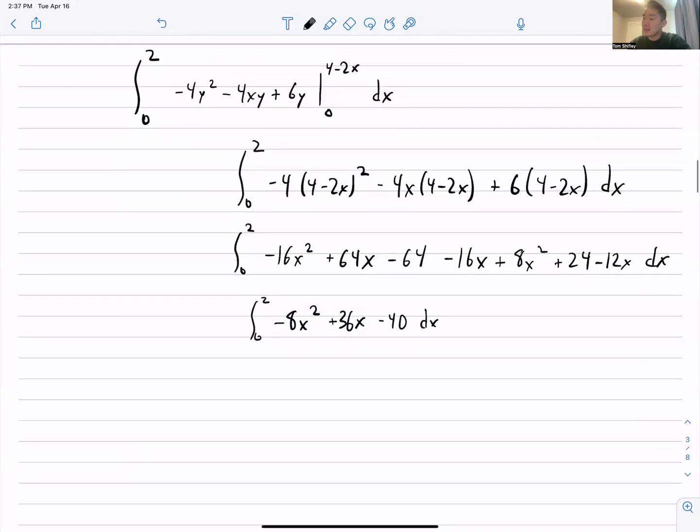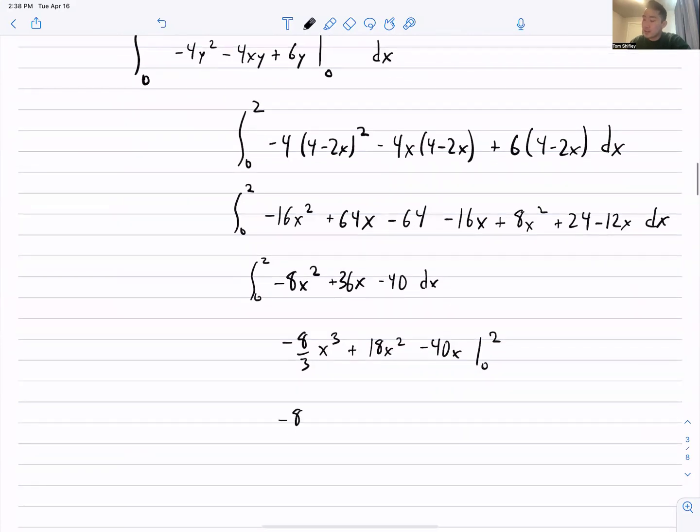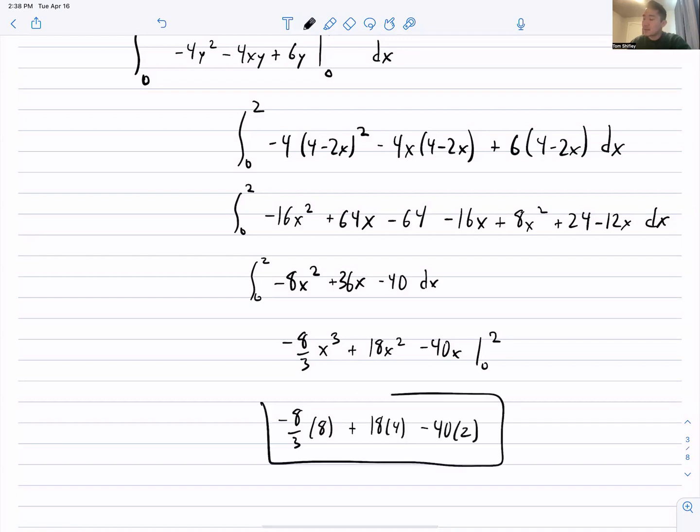Okay, now we're ready to plug it in. So it's minus 8/3 x cubed plus 18x squared minus 40x evaluated from 0 to 2. The final answer would be minus 8/3 times 8 plus 18 times 4 minus 40 times 2. That's the final answer. I have no idea what that is.